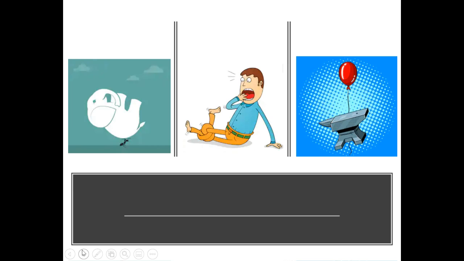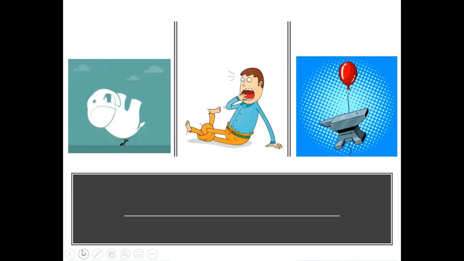Well, in the first picture, I noticed that an ant is carrying an elephant. In the second picture, I noticed that a person's legs are tied together in a knot. In the third picture, I noticed that a balloon is lifting a large, heavy weight. So, how are all these pictures the same or similar?